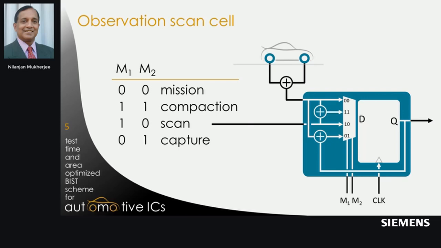When the select inputs are 0, 1, the scan cell is in capture mode, where the Q output is XORed with the circuit response before being captured. This is necessary to preserve the fault effects that are captured in observation scan cells during shift.